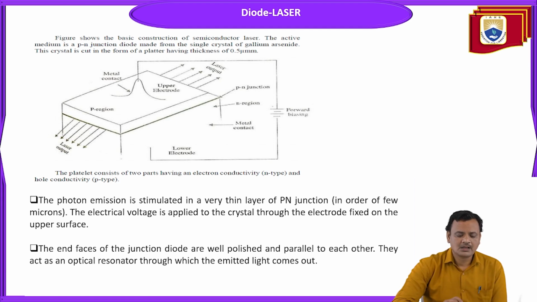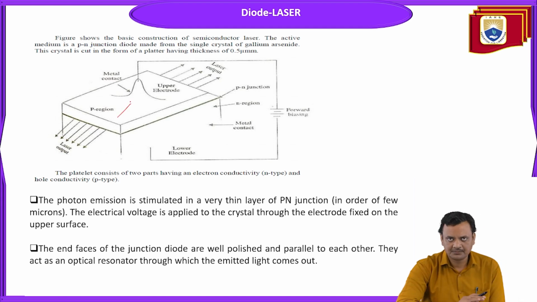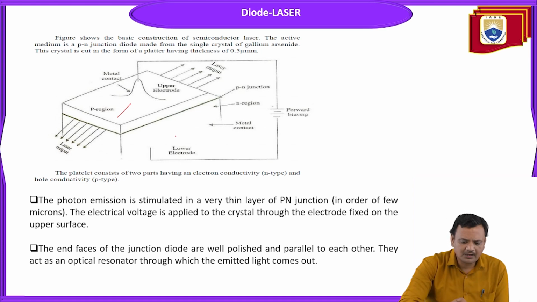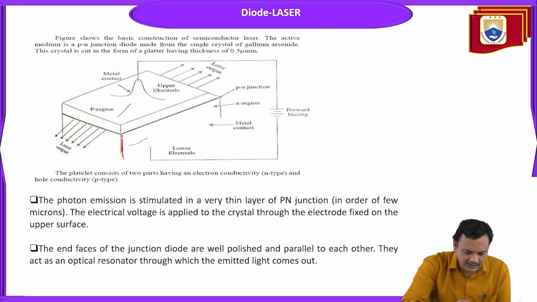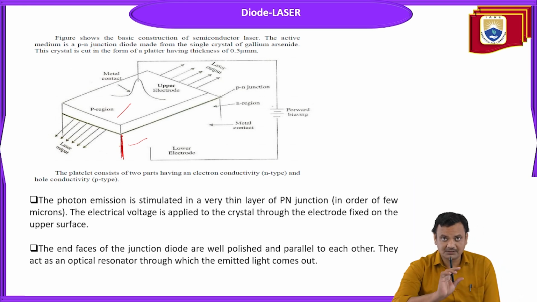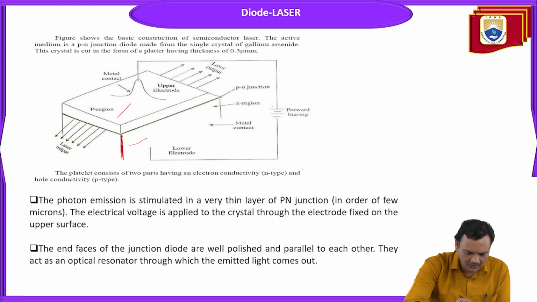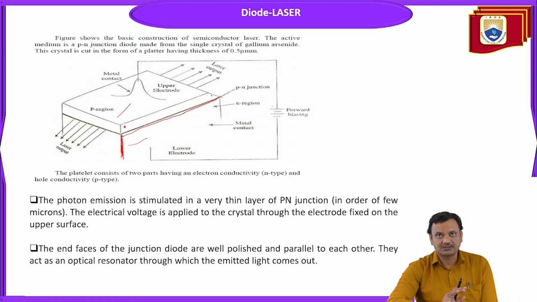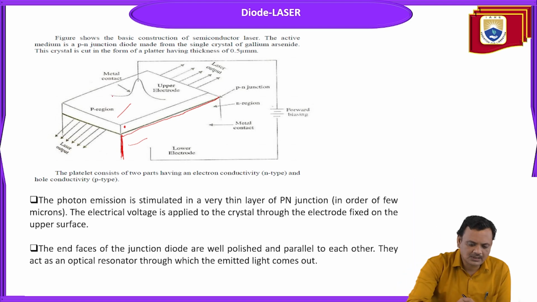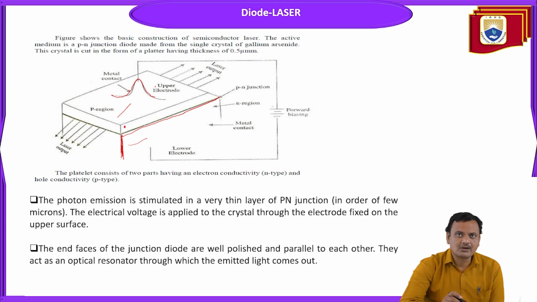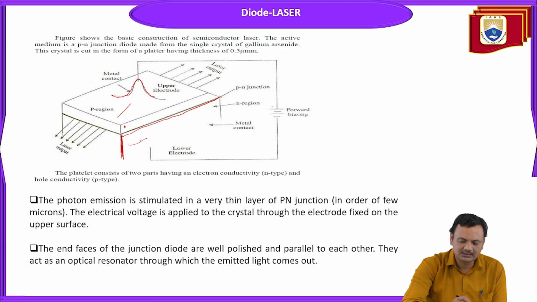See here, one P region, a P-type semiconductor thin sheet, and downside of this P, one N region. So see, this is your N region, and this N region has some larger width in comparison to this P region. Now this is your junction. This line is indicating the PN junction region. Now this is one contact, ohmic contact, so that you can bias this.